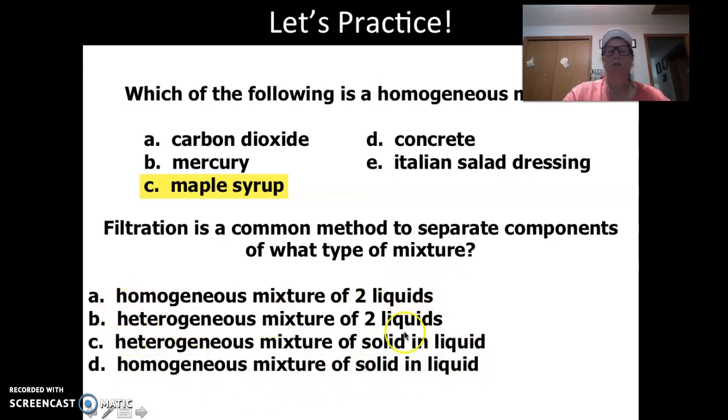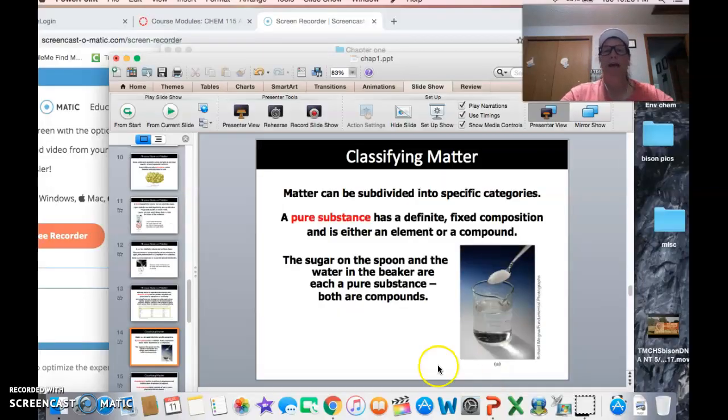These guys wouldn't work because two liquids isn't going to help. You've got to do something else for them. So it would have to be a heterogeneous mixture where you can see different parts, and the solid is in the liquid, but the solid doesn't dissolve. Because in this one, if it dissolves, then you can't see it, and how is the filter paper going to do any good anyway? Okay, and that's that.